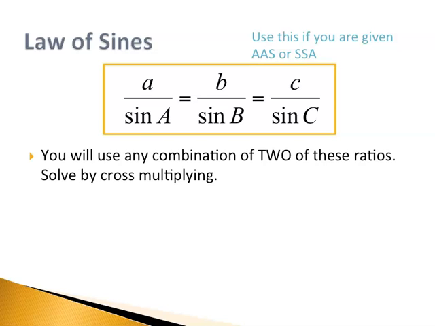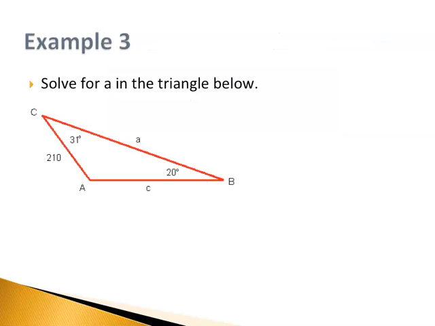So let's take a look at example 3. Solve for A in the triangle below. So for what we have here, we have angle B, we have angle C, and we have side B. Now we also can figure out that third angle here. That's just subtracting from 180 using the triangle sum theorem, and we get 129 degrees.